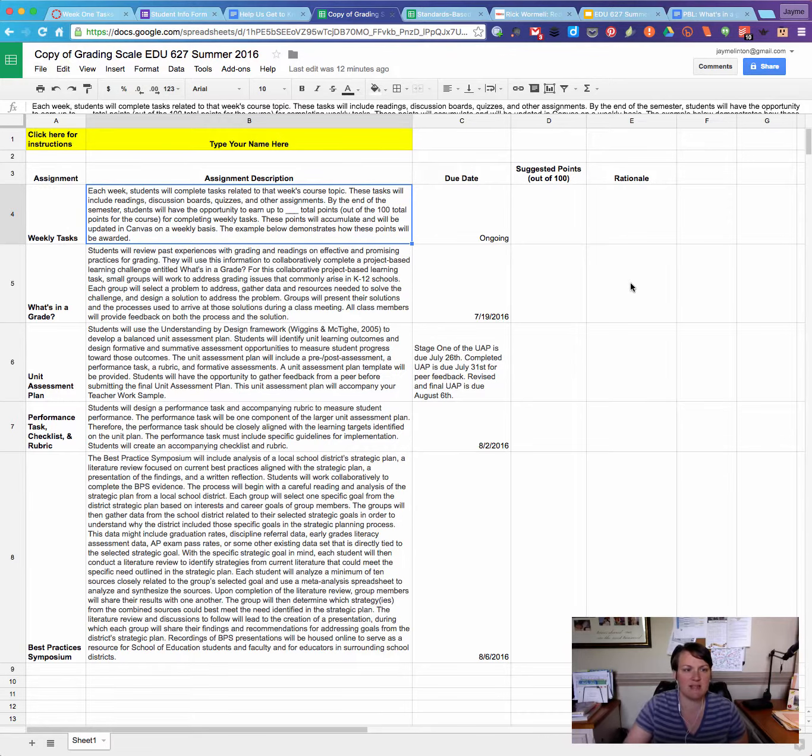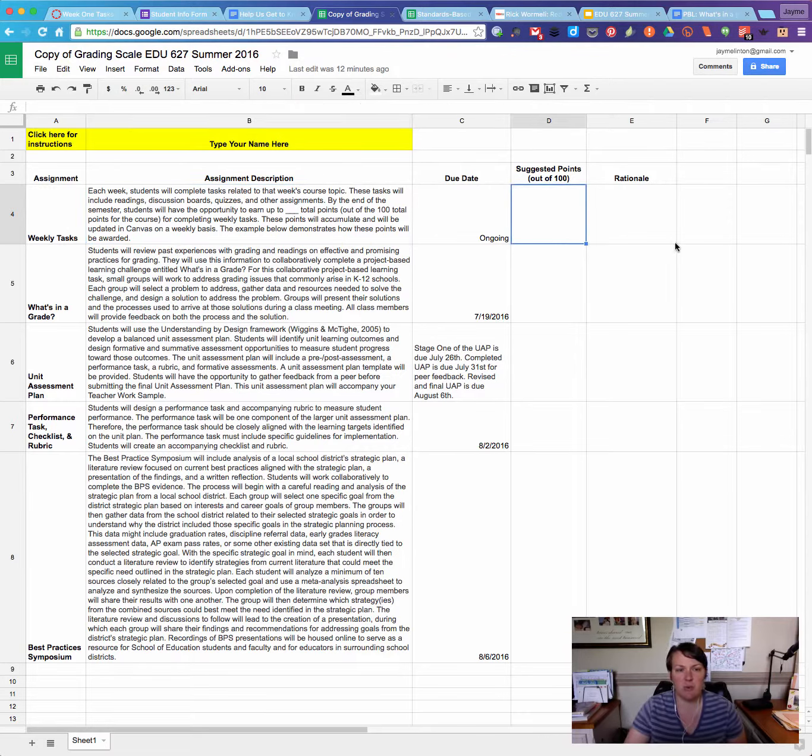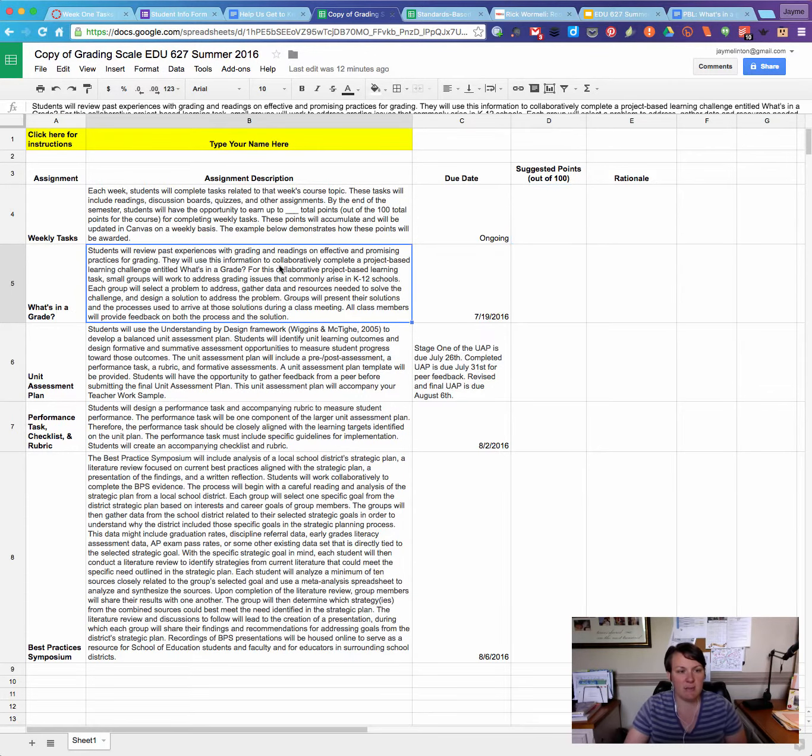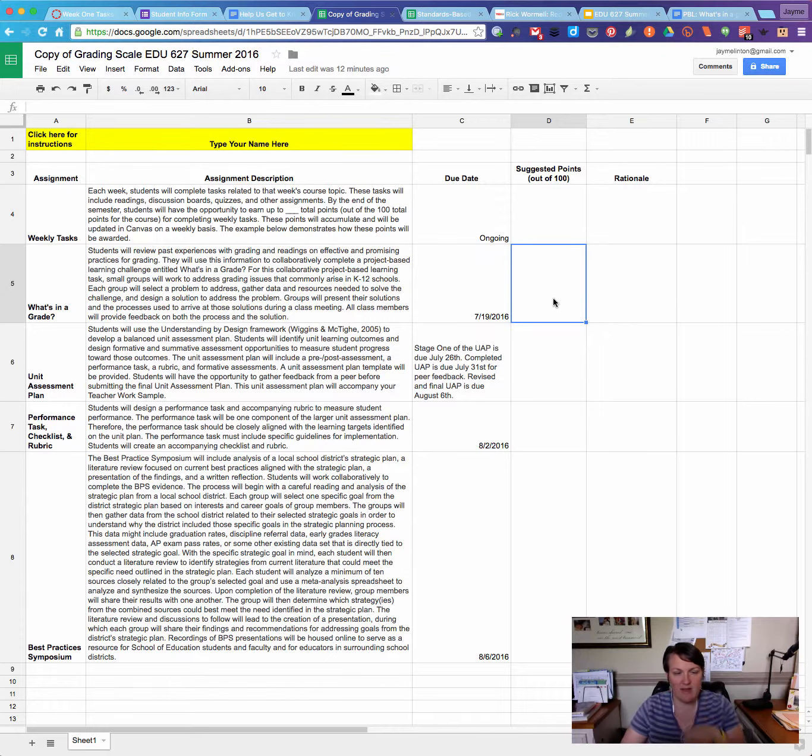Those weekly tasks, you're going to determine how much you want those weekly tasks to be worth out of 100 possible points. So after you've created your suggested points for all of these assignments, it should total 100 points. Then you're going to read about this major assignment, which is a group assignment. Once you read through the description of that assignment, determine how much you think that assignment should be worth. And then you'll continue reading about each assignment and determining a suggested point value.